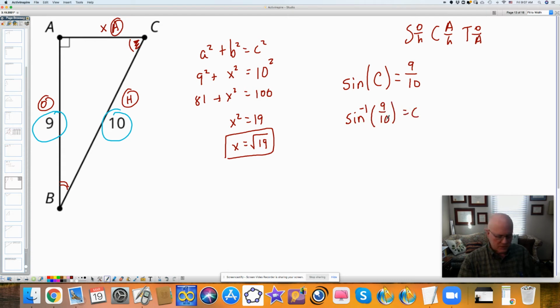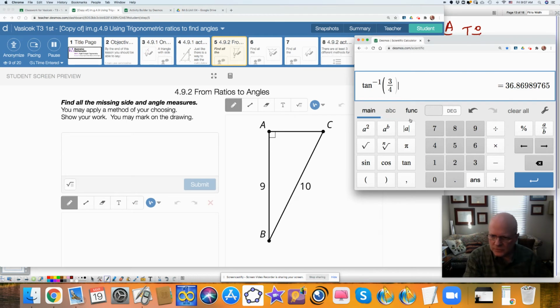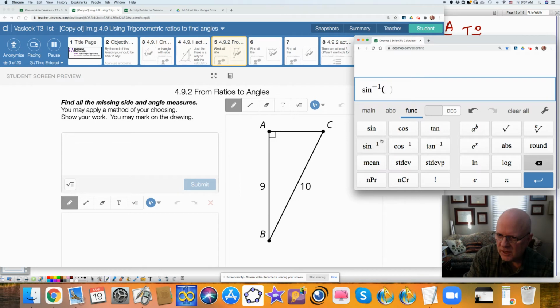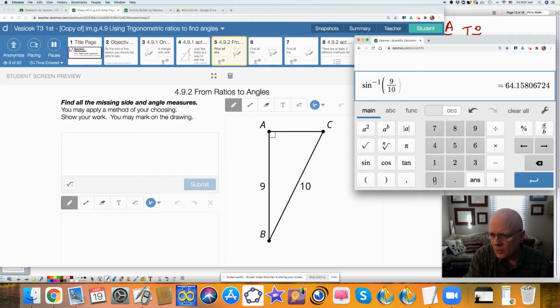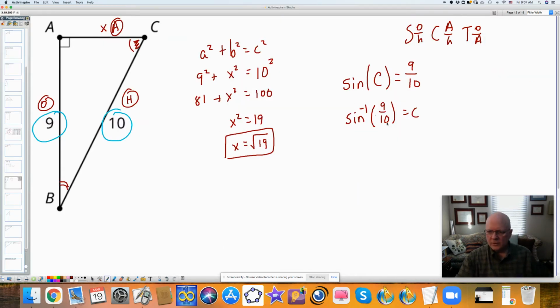And when we plug this into the calculator, 9 over 10, I'll do the function inverse sine of 9 over 10, and I get 64.1 degrees. C is equal to 64.1. And then to find this other angle, I will subtract this from 90. When I subtract this from 90, I get 25.9.